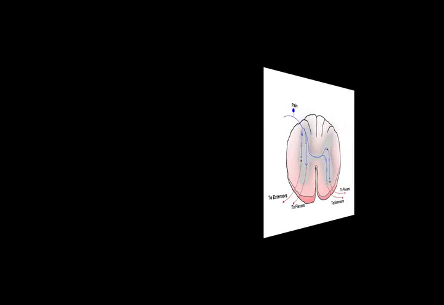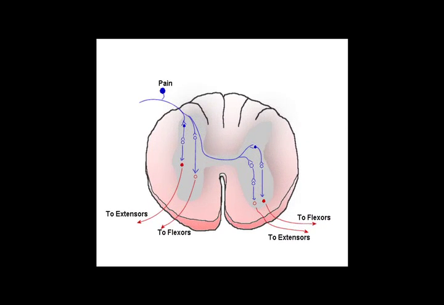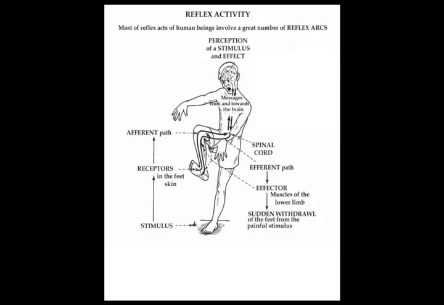When we take a closer view of a spinal cord, we can see that as a pain stimulus comes into the spinal cord, the ipsilateral flexors are excited and extensors are inhibited. It's a multisynaptic pathway. On the opposite side, the extensors are excited and the flexors are inhibited. As you can imagine, this reflex extends into the upper extremities as well.